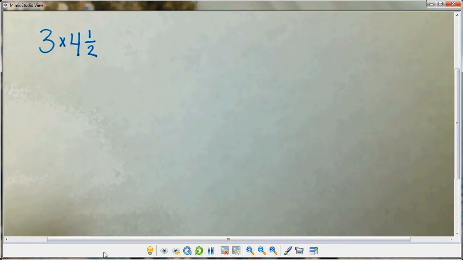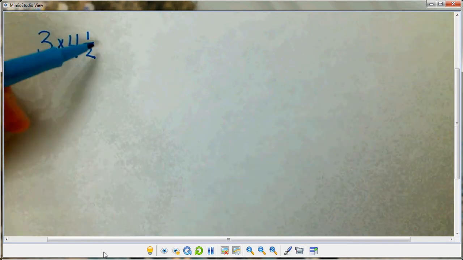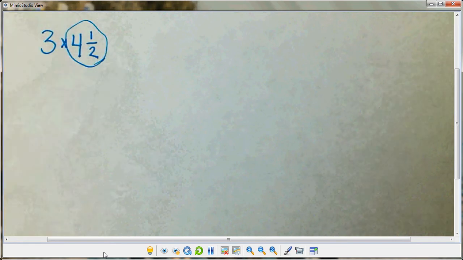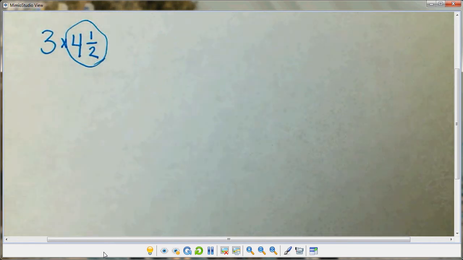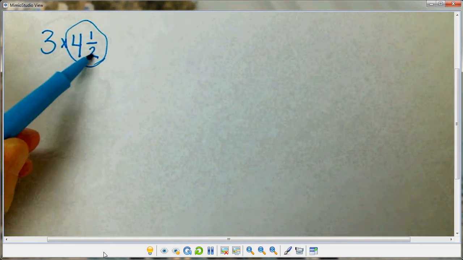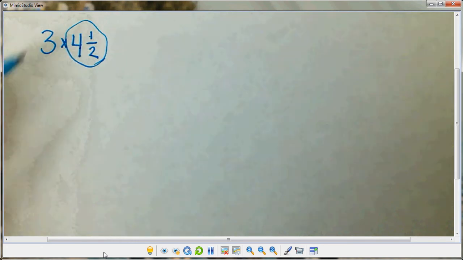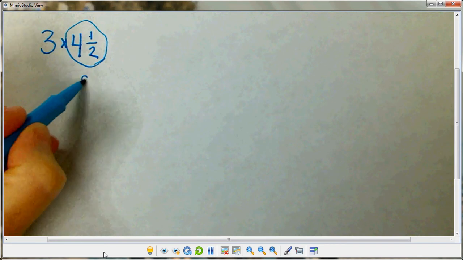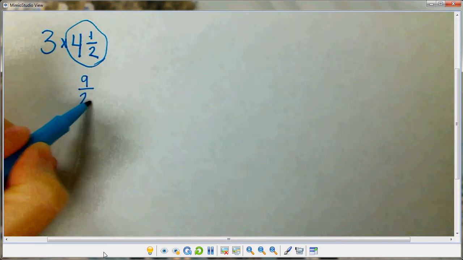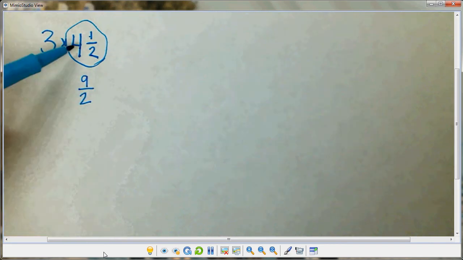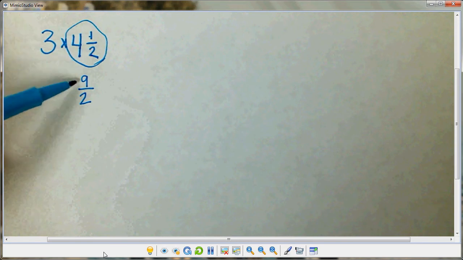There's one extra step that you have to add in when you're multiplying a whole number times a mixed number rather than just a whole number times a fraction, and that is changing this into a fraction. The way you do that is 2 times 4 plus 1. 2 times 4 is 8, plus the 1 at the top is 9, and your denominator stays the same. So you can change 4 and 1/2 into 9/2.